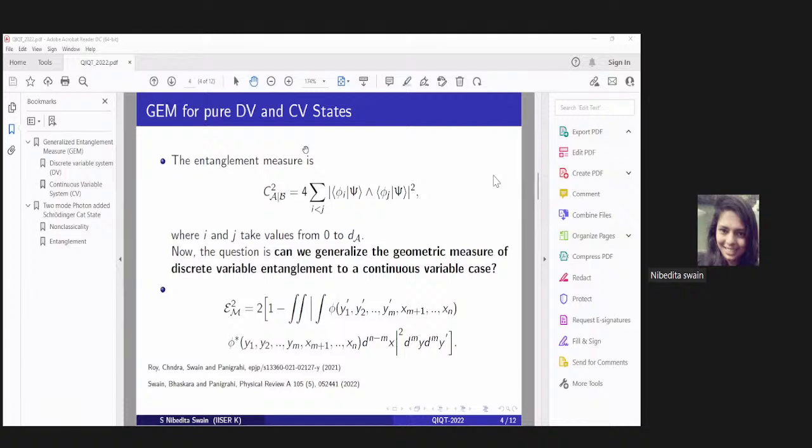Less number of states to present your entanglement. So if you consider more number of states or more number of particles to present your entanglement, then the entanglement you propose is not more efficient and more valid. So we need to have... so that's why.